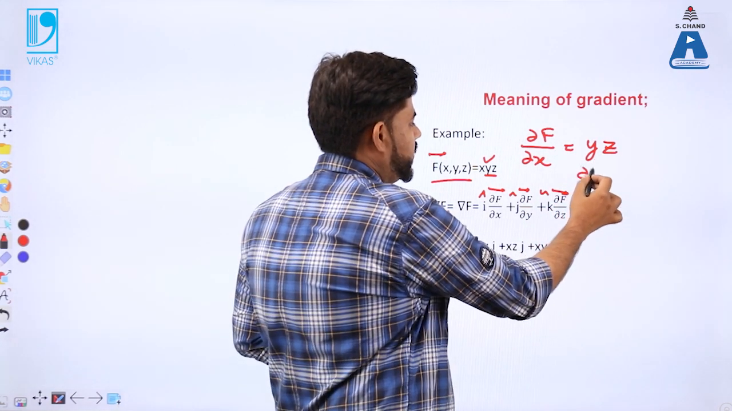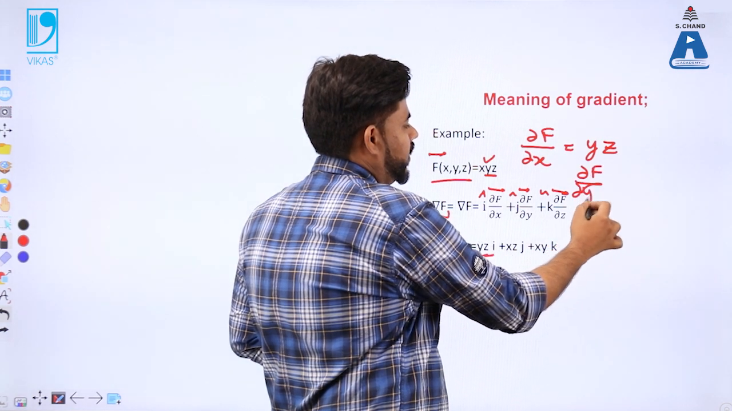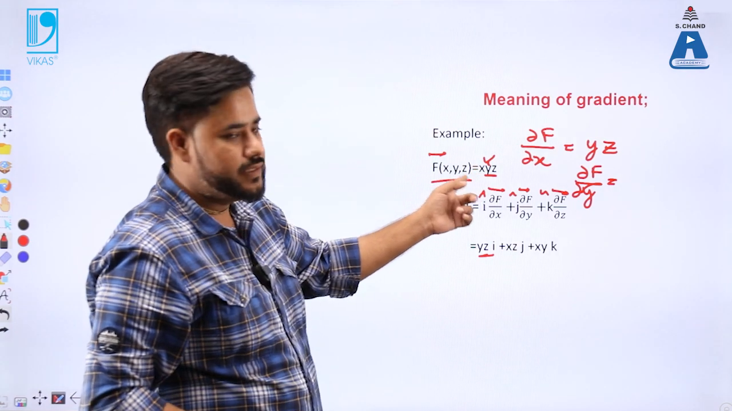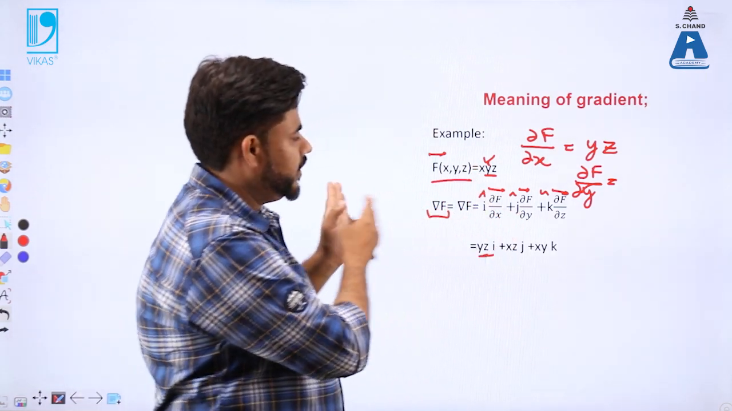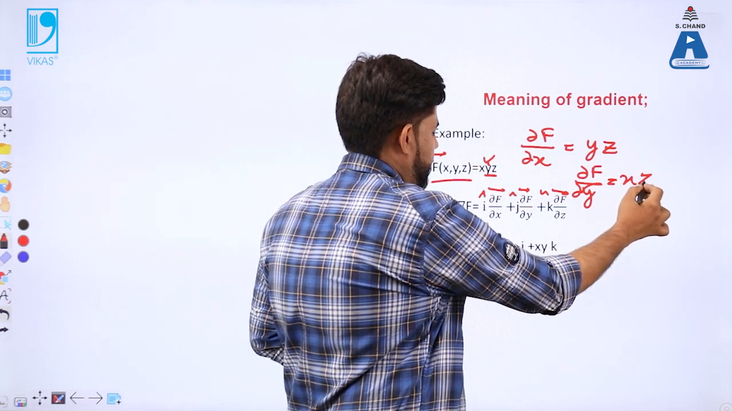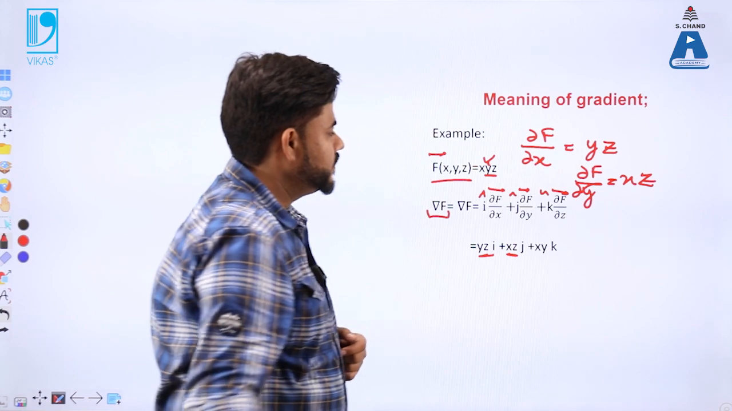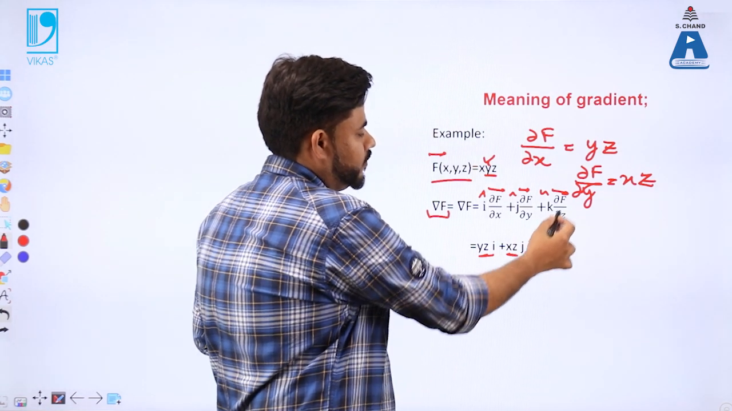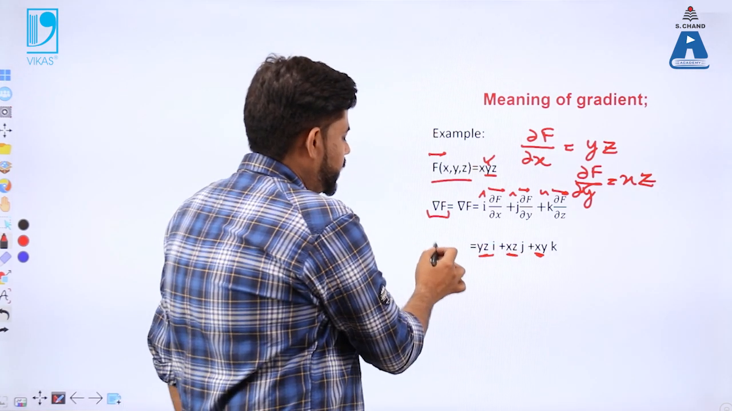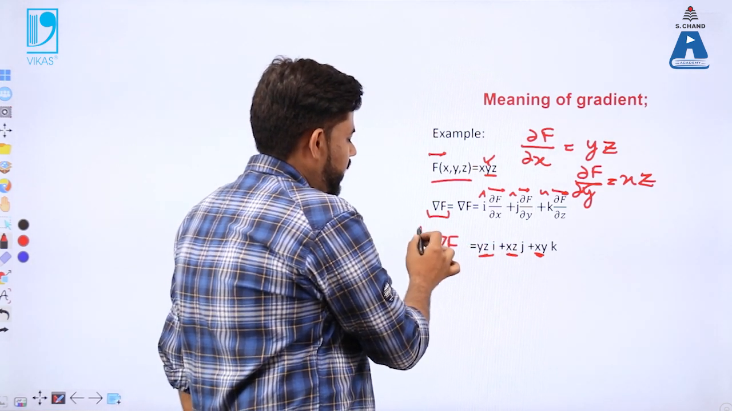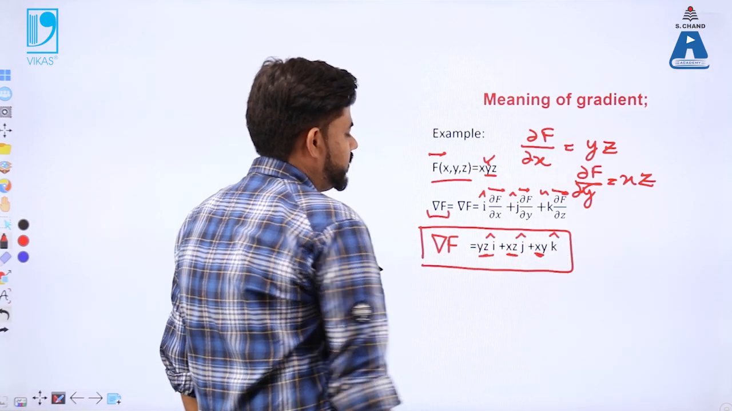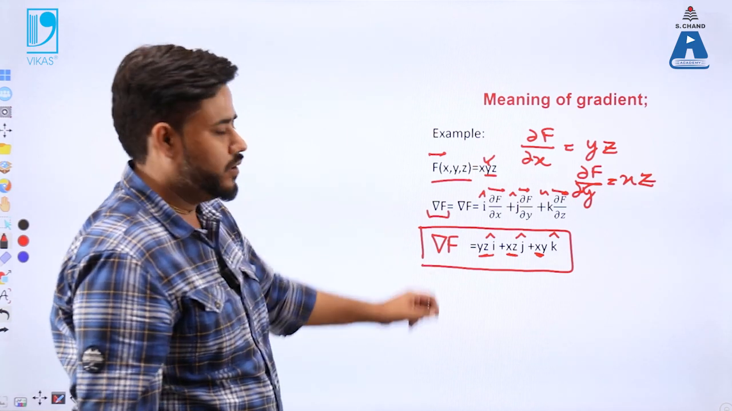Similarly, if I differentiate this function with respect to y, what happens? y is the variable, and x and z are constant. So I separate them out and differentiate y, and it becomes xz. I have substituted xz here. Similarly for z, z is the variable and x, y are constant, so I substituted it here. From there I have found the value of del f. Del f in this case is this expression, which is a vector quantity.